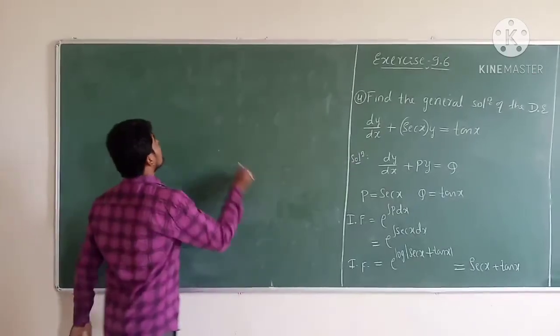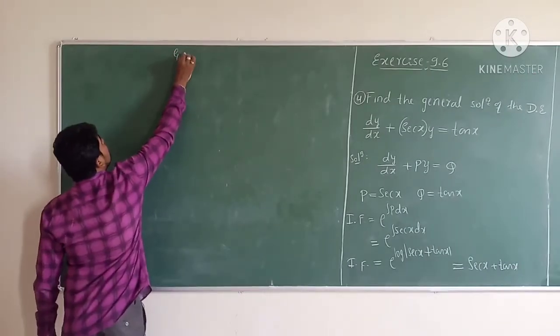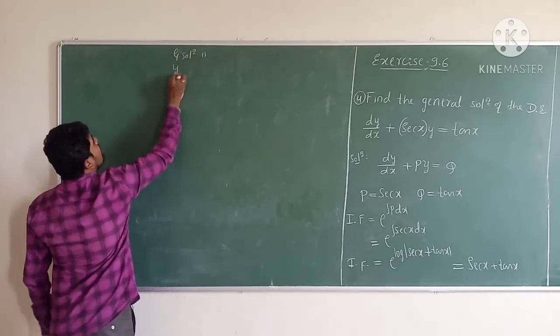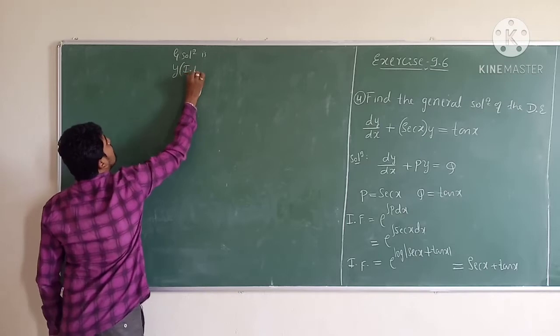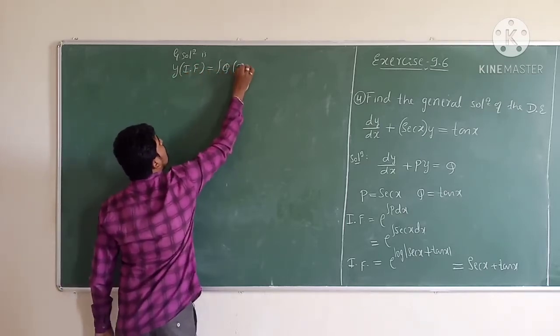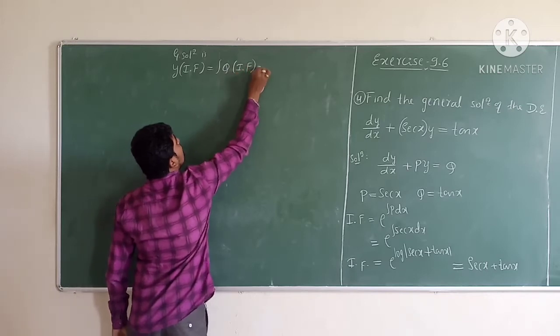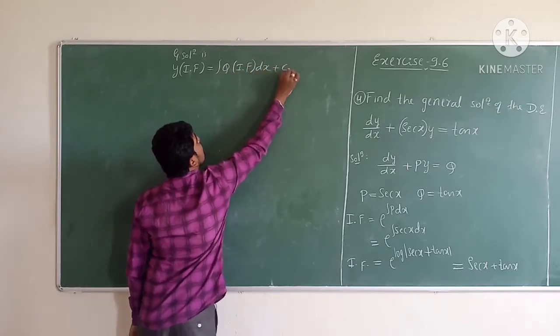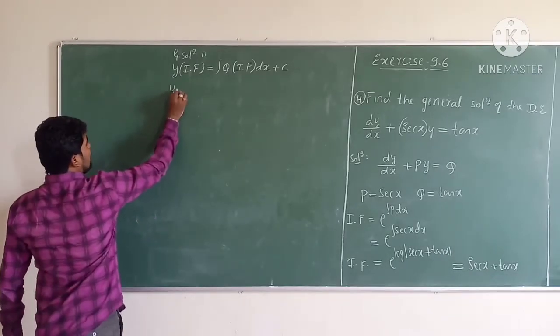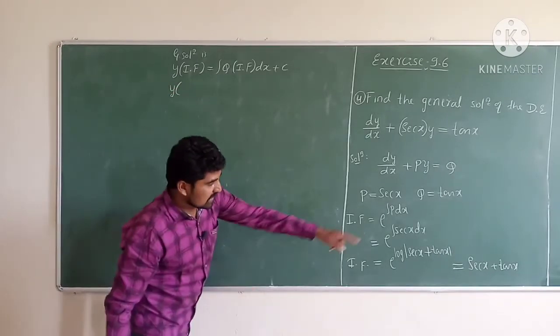Next is the general solution of the given differential equation. So the general solution is y into integrating factor, which is equals to integration of q into integrating factor with respect to x plus integral constant c. Now, y as it is, and the integrating factor is secant x plus tan x.